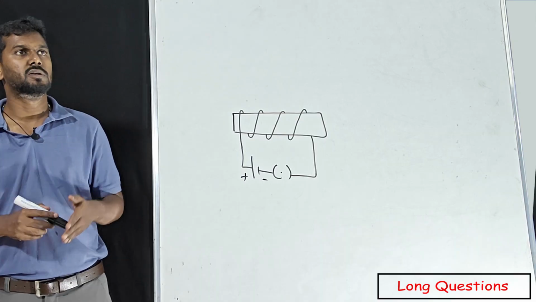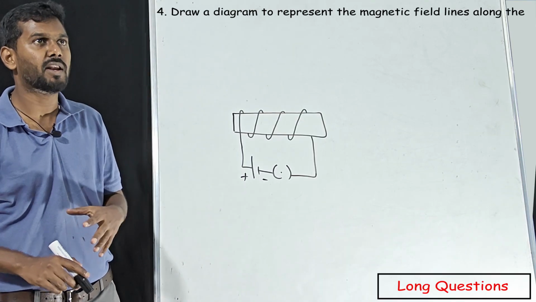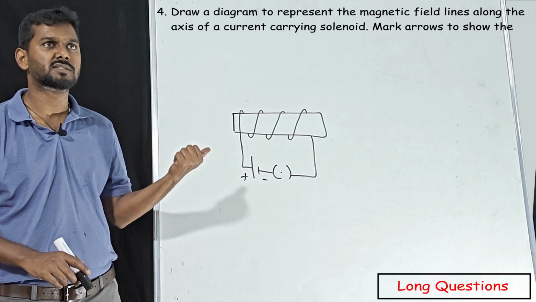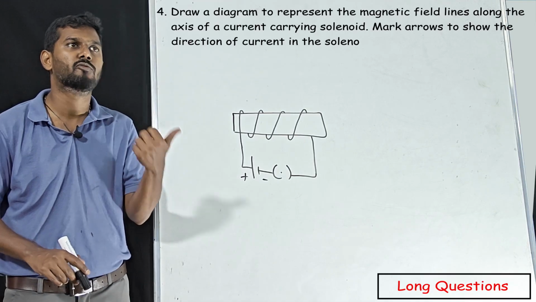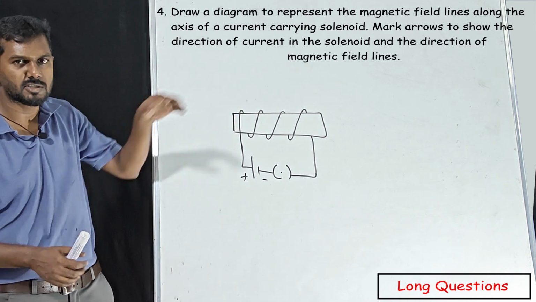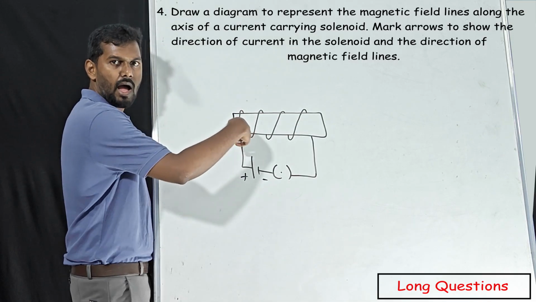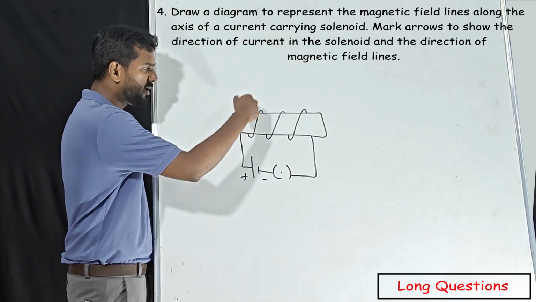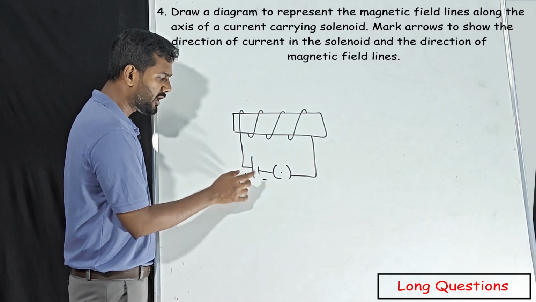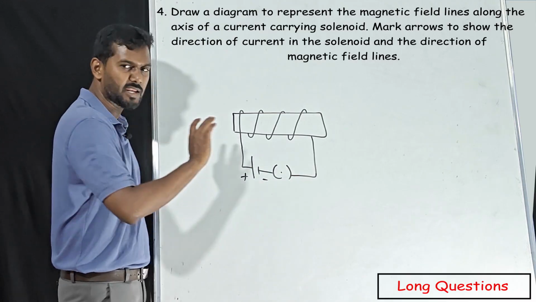That's it. Our next question: draw a diagram to represent the magnetic field lines along the axis of a current carrying solenoid. Mark arrows to show the direction of current in the solenoid and the direction of magnetic field lines. Now here, first this diagram is very much important. Very simple diagram. A soft iron, and coils, the number of turns wound around the soft iron. Done. It is connected to a battery, positive, negative, and there is a switch. You can mention the switch here or here, anything is fine.